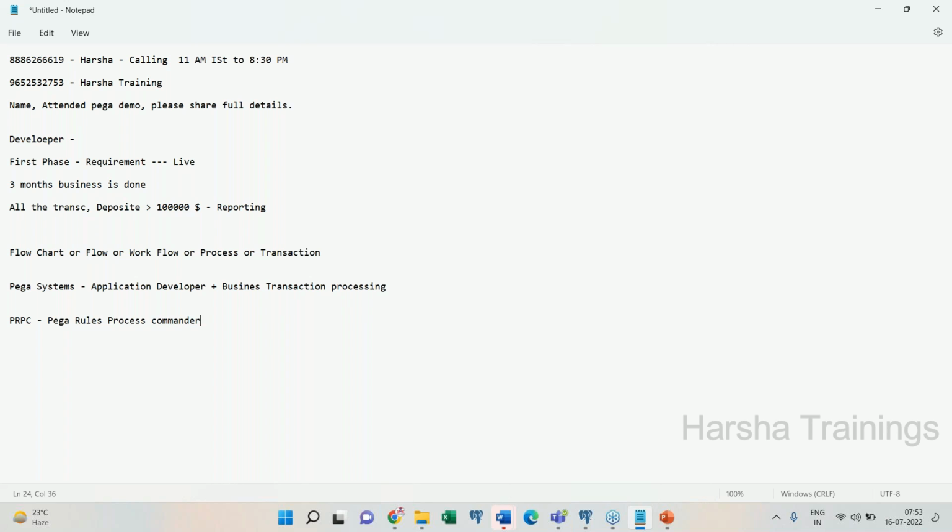It is not only Pega Systems. There are so many BPM tools available in the market, like Appian, Blaze, Activiti, and even OutSystems. Then why Pega is number one, I'll tell you after some time. But all these systems are built based on BPM methodology. That's why these tools are called BPM tools.